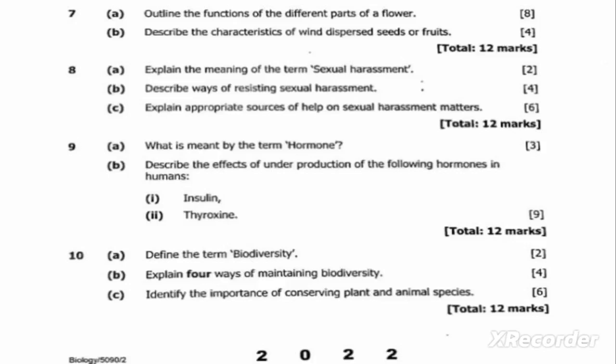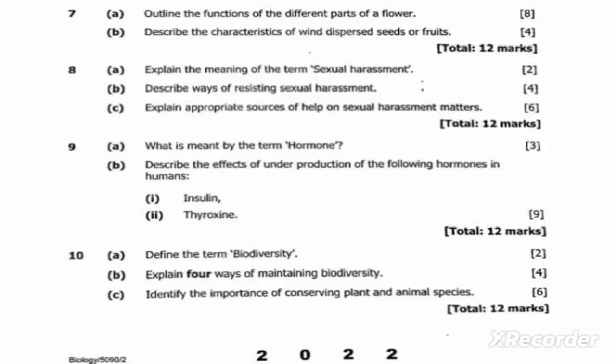Underproduction means low production. So what are the effects of low production of insulin? First and foremost, we need to know the function of insulin. The function of insulin is to regulate the blood sugar levels in the body. Insulin also helps glucose or sugar to move from the blood vessels to the cells.